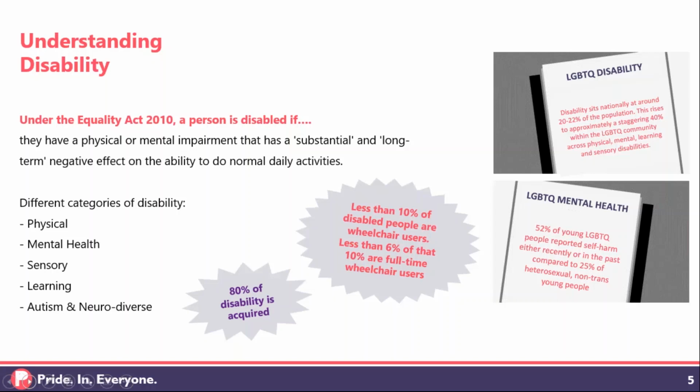So 80% of disability is acquired, which means that people that acquire disabilities are not born with their disabilities. So I've been disabled for my whole life, so I didn't acquire my disability. But for example, an acquired disability might be multiple sclerosis, my apologies, get my teeth back in, might be something that you acquire in later life. It might be an accident, it might be a brain injury, something neurological like that.